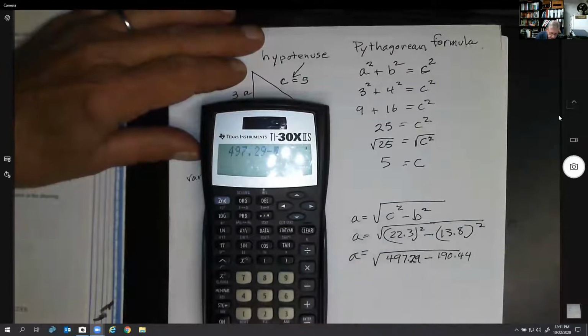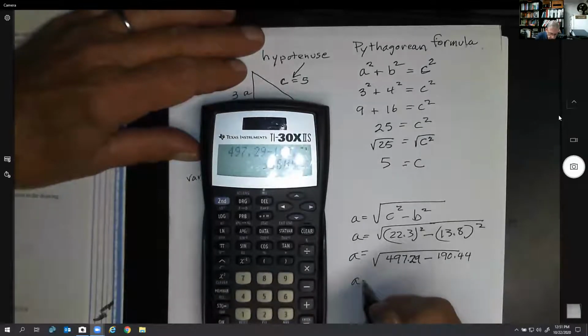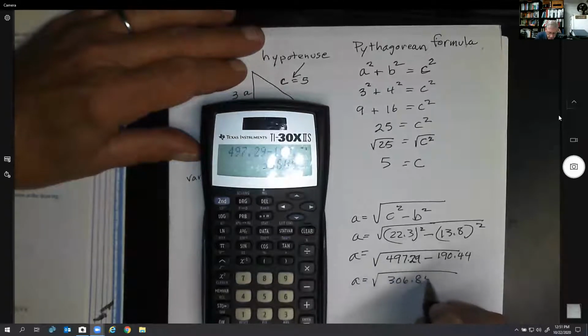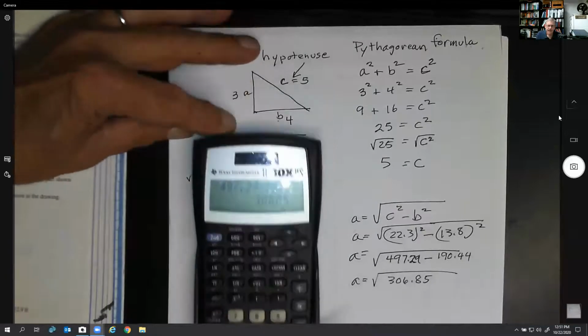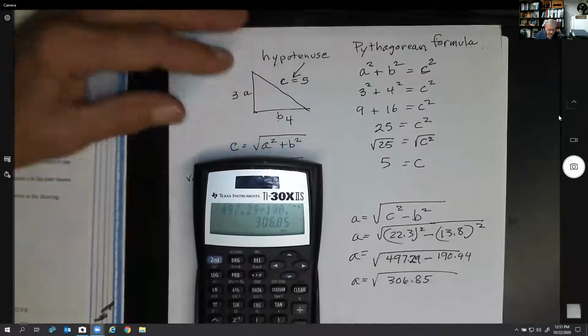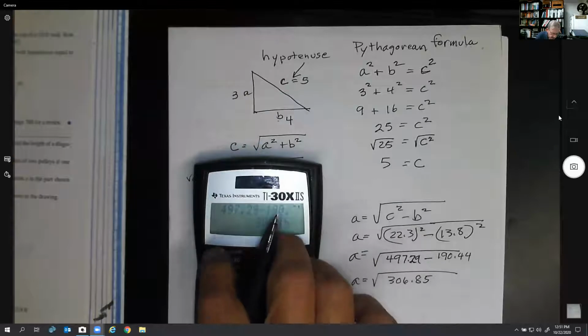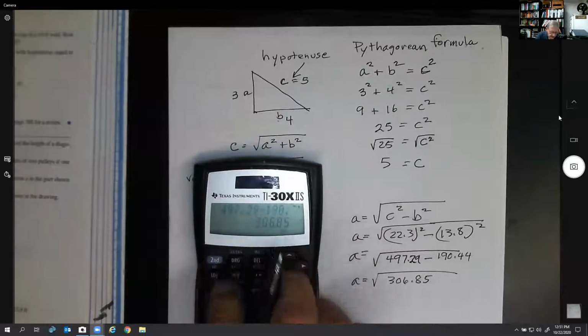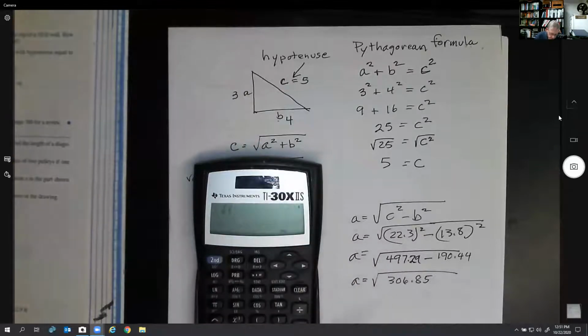497.29 take away 190.44. That gives me A equals 306.8485. The problem with this calculator is that to take a square root, we have to kind of get out of that. So we're going to hit second x squared. We have to put that number in. That's why it's good to write it down. And finally, we can take the square root of that and get to our answer.